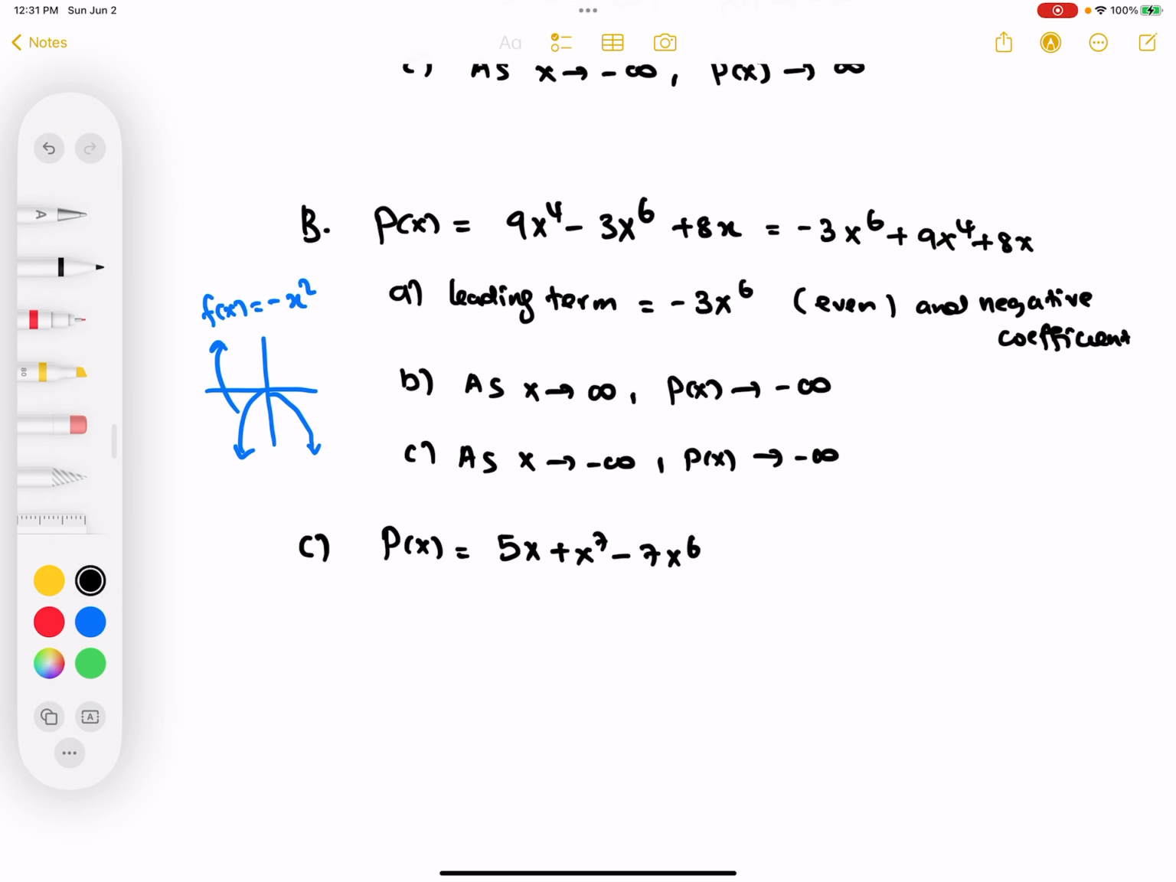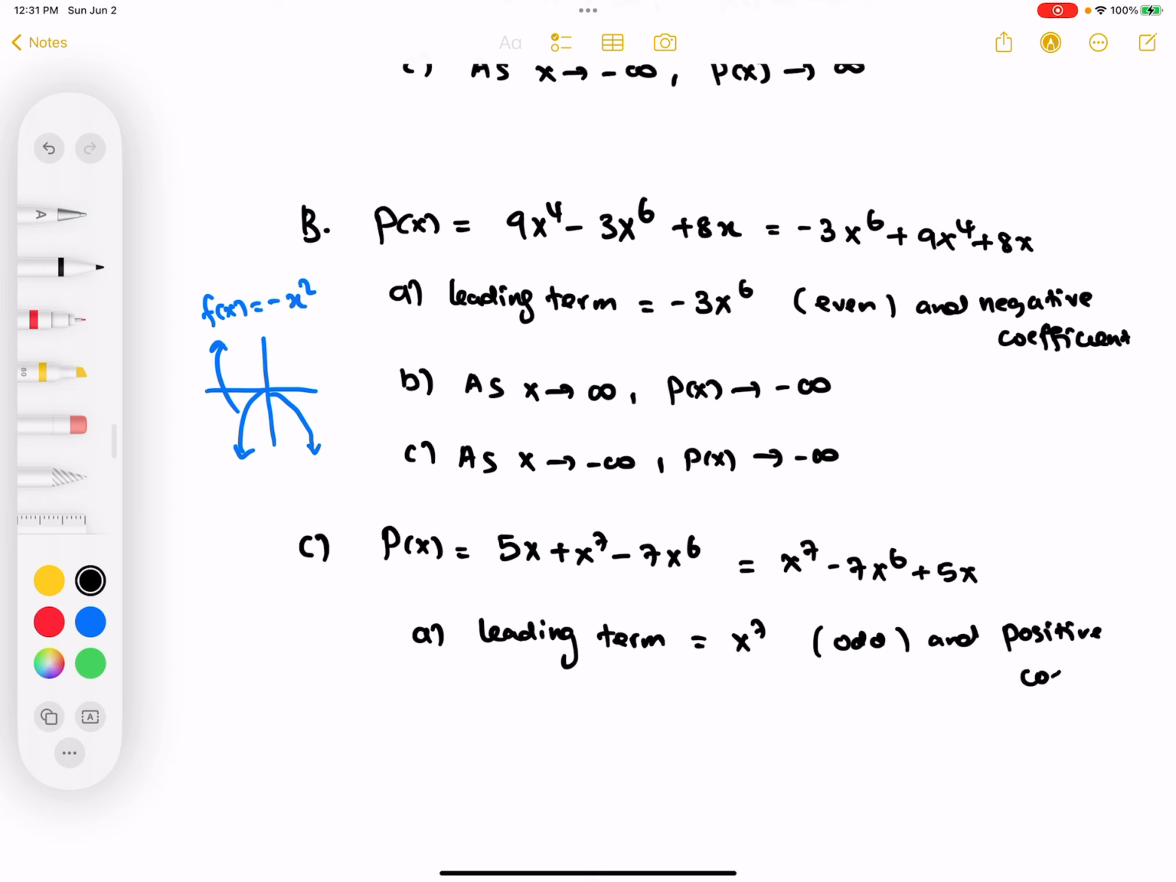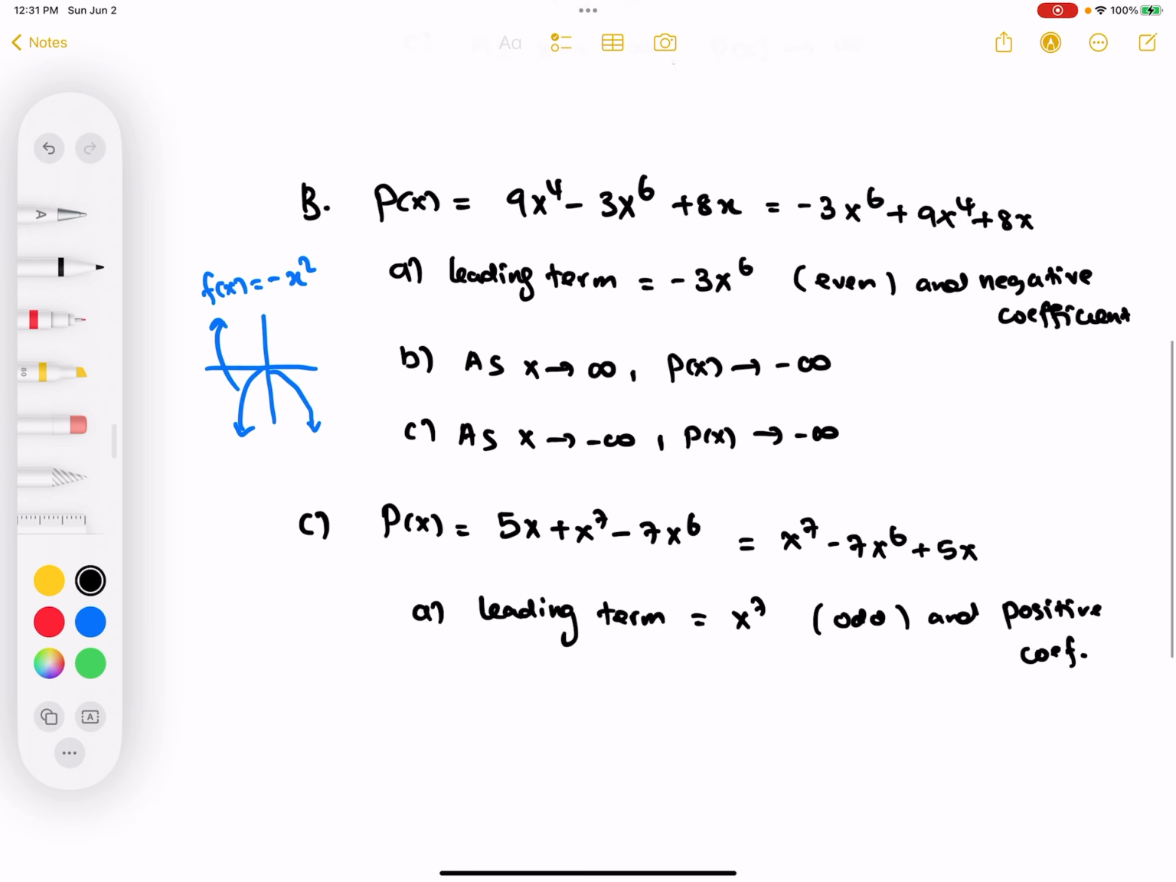Now let's see this one. Again, you have to write this one in descending order: x to the 7th minus 7x to the 6th plus 5x. Now, the leading term of this polynomial is x to the 7th. Look at this one: odd degree and positive coefficient, right? Because 1 is a positive coefficient.